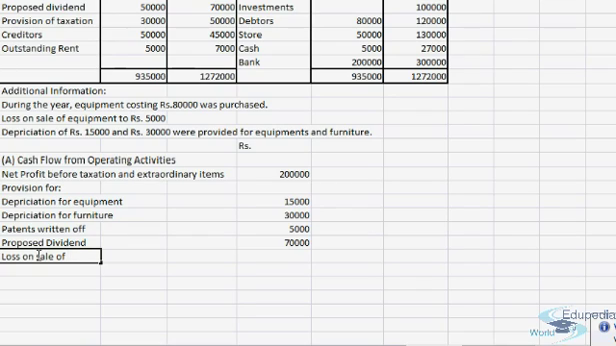Operation is something which the firm intended to do, which the firm has as its objective, like an FMCG company that tries to sell soap, washing powders, and other elements like that, creams, deodorants, maybe oil. So this is part of operation, not sale of equipment, because equipment is meant to be used by the business for production, not for sale. So we'll incorporate this. Loss on sale of equipment is 5,000.